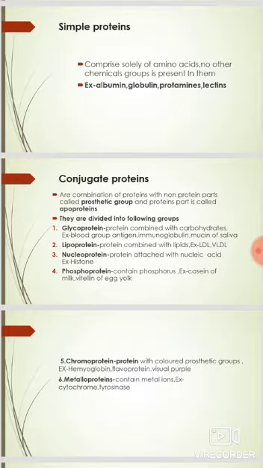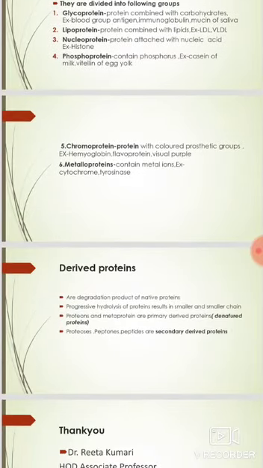Nucleoprotein. Protein attached with nucleic acids. Example is histone. Now phosphoprotein contains phosphorus. Examples are casein of milk, vitellin of egg yolk. Fifth is the chromoprotein. Protein with colored prosthetic group. Examples are hemoglobin, flavoprotein, visual purple, etc. And sixth is the metalloprotein, containing metal ions such as cytochrome and tyrosinase.